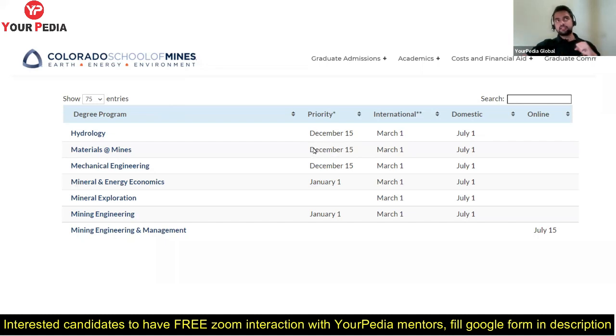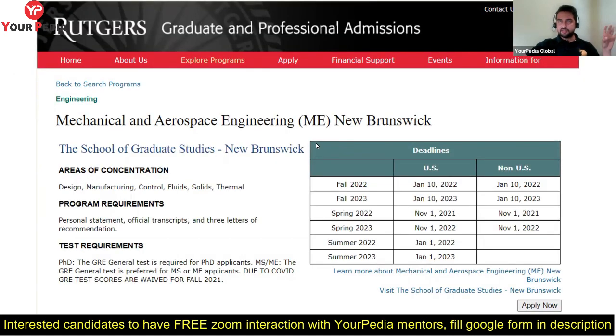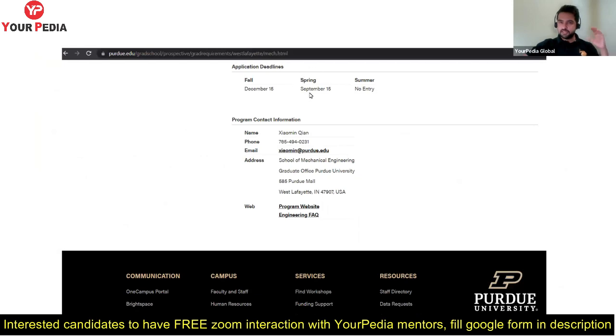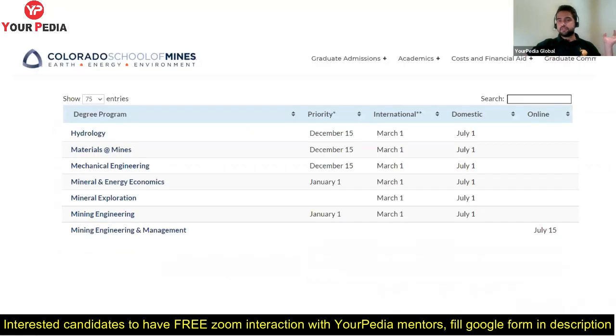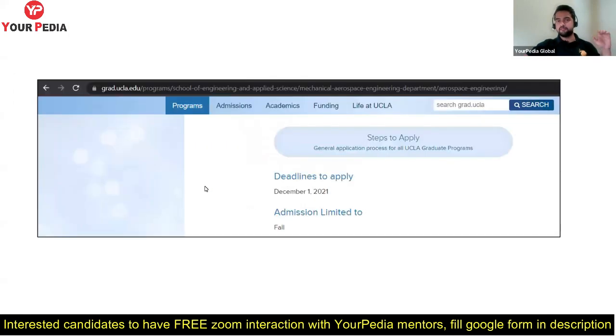You have different deadlines in US for different universities. Mostly December 15 is the deadline for the fall session, which is the major one. Some universities have December 1, and some have January 10. For the spring session, Purdue's deadline is September 15. For Rutgers, the spring session deadline is November 1st. So this also varies from university to university. And this is Colorado School of Mines, where the deadline is March 1. So it varies in US, mostly December 15.